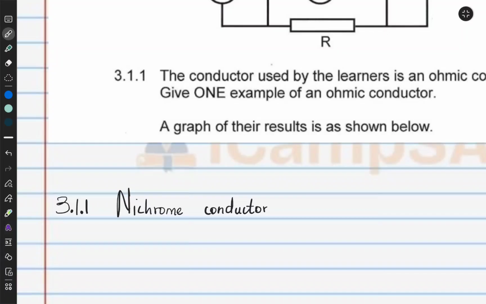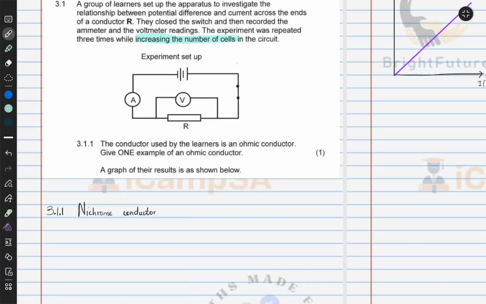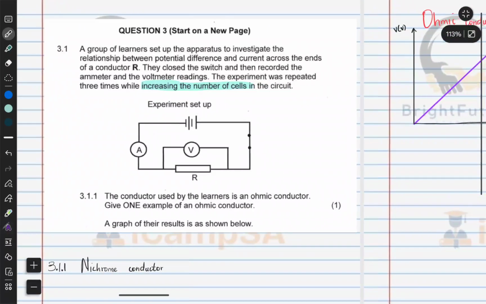There are other conductors as well, like manganese, but usually that's used for more sophisticated labs, and also stuff like constantan and so on. But nichrome conductor is the most commonly available one. So that answers question 3.1.1.